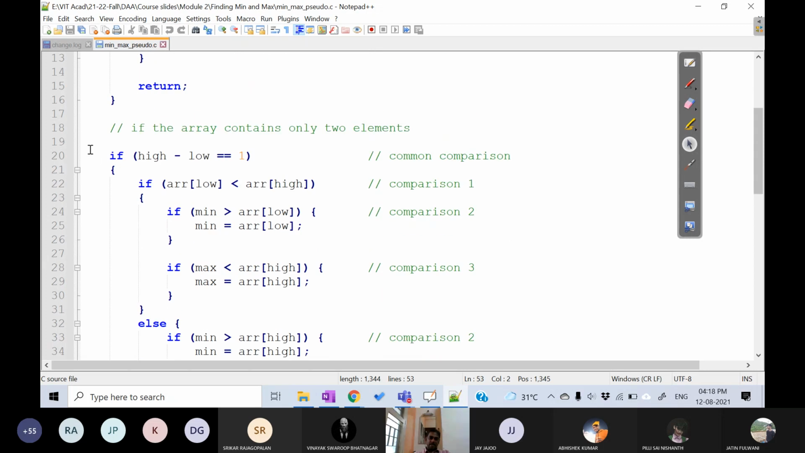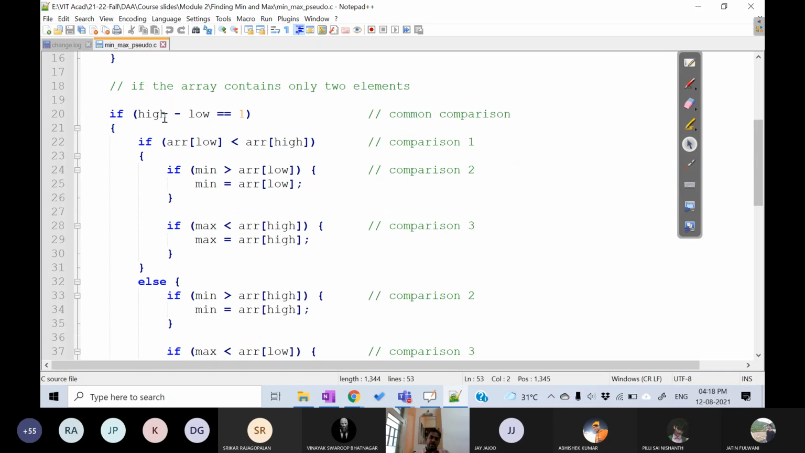So now from line number 20, you can see that if the array contains only 2 elements, this is also again a base case. If only one element, it's a base case. Only 2 elements is again a base case. We can identify that case by high minus low is equal to 1. Then the array has 2 elements. That is, high index minus low index equal to 1. Any 2 element array, if you subtract the low index from the high index, you will get 1. Just imagine a 2 element array. This will be true.